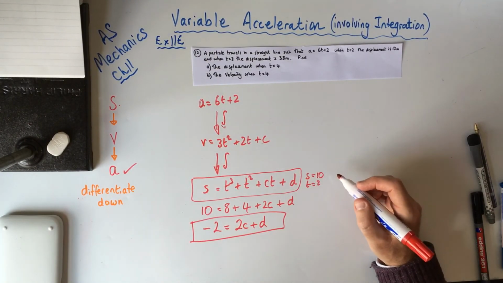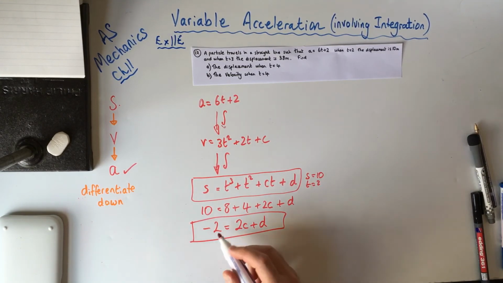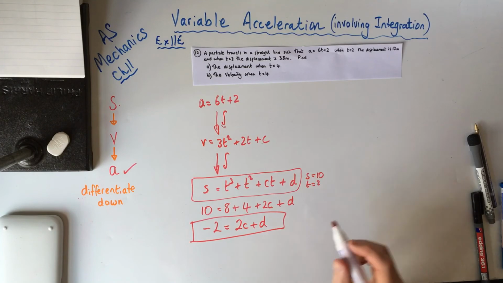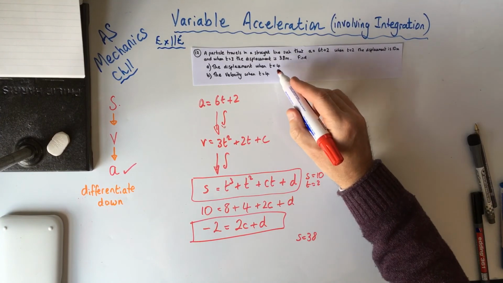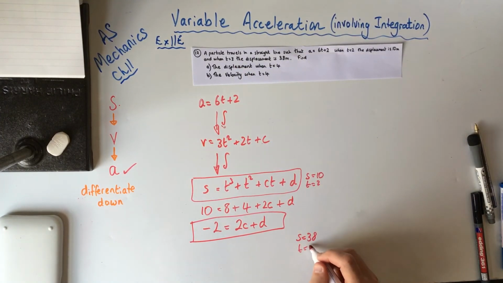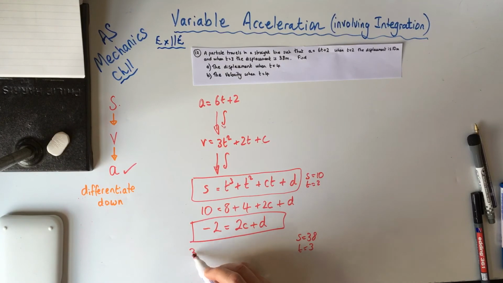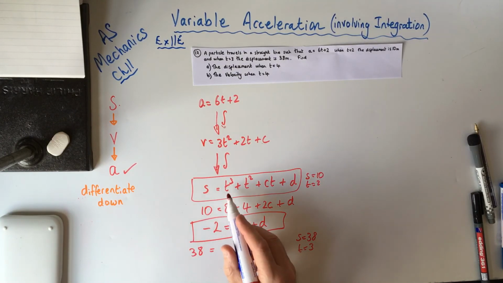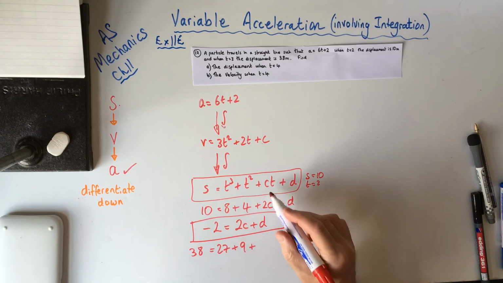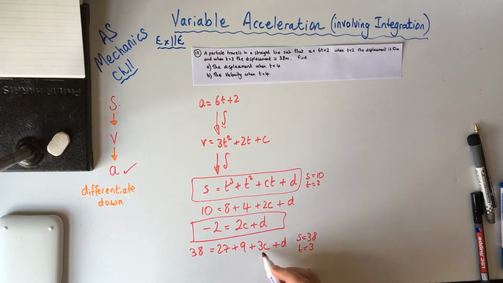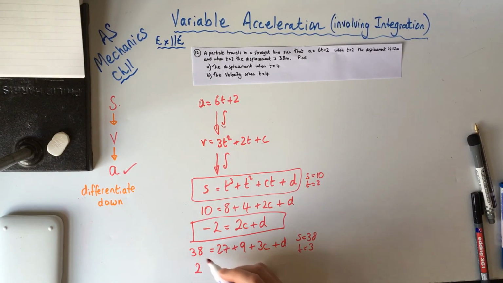Okay. We can also put in the equation, s is 38 when t is 3. So putting it into there, we get 38 is equal to 3 cubed, which is 27, plus 3 squared, which is 9, plus 3c plus d. And simplifying all of that, add that together, take it off, that comes to 36, so you take it off, you get 2 is equal to 3c plus d.